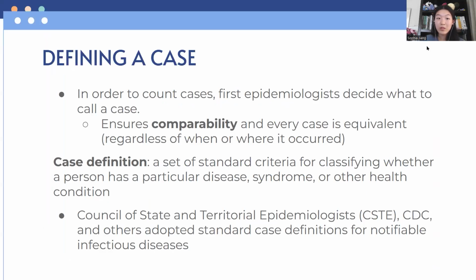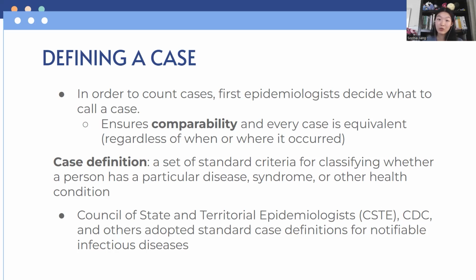But first, before we talk about comparing the rates of cases, we have to talk about defining a case. So what do we mean by step one, count the cases? It means we have to decide who has this disease and whether this person actually has this disease or something else. By defining a case, we introduce very specific parameters that say this is the case, in order to ensure comparability and make sure every case is equivalent regardless of when or where it occurred.